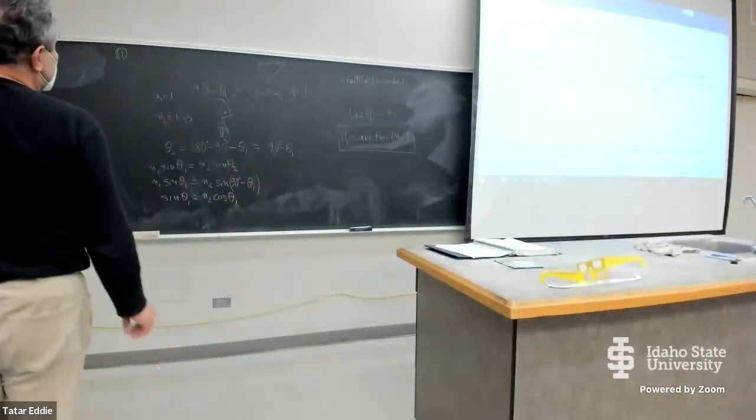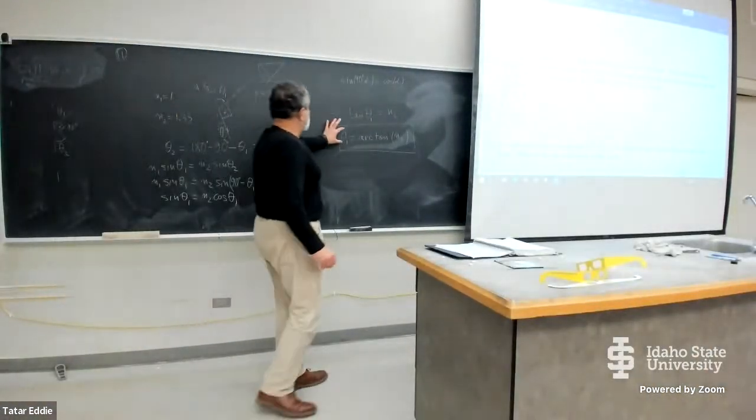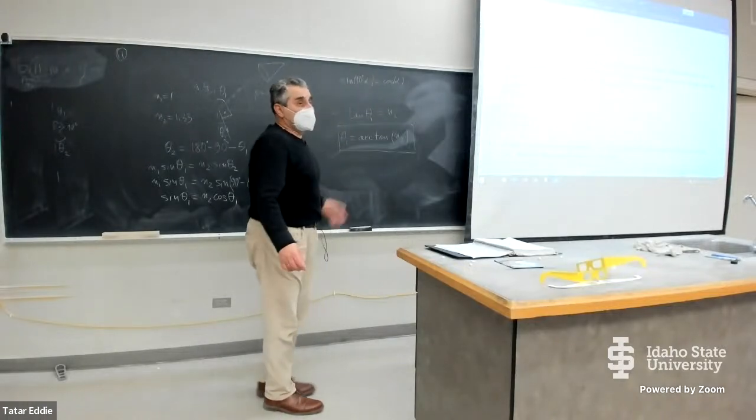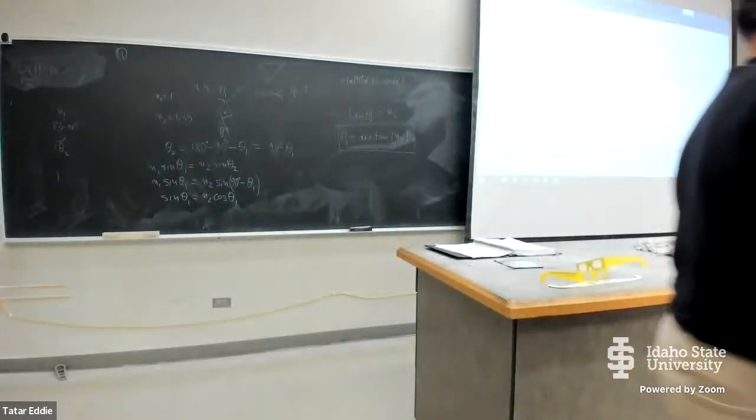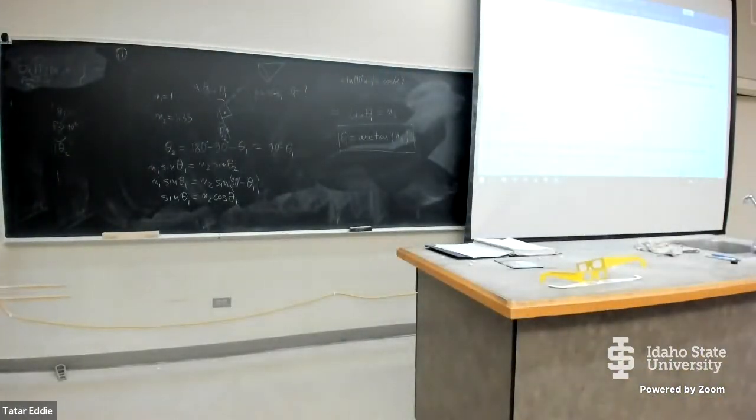So this is Brewster's angle. So theta 1 is also called Brewster's angle. Okay, so we're done with this, problem number 11.